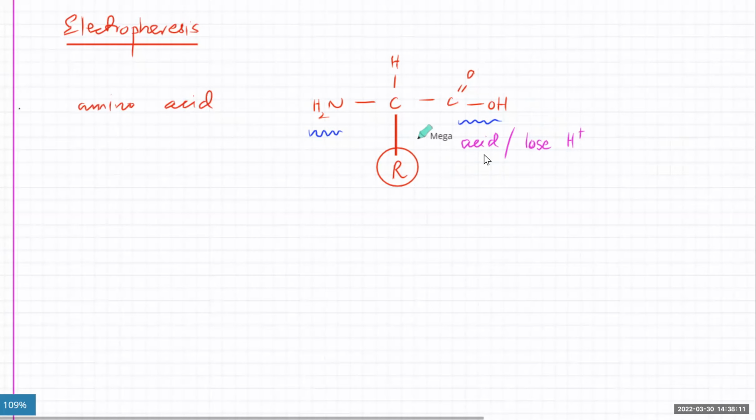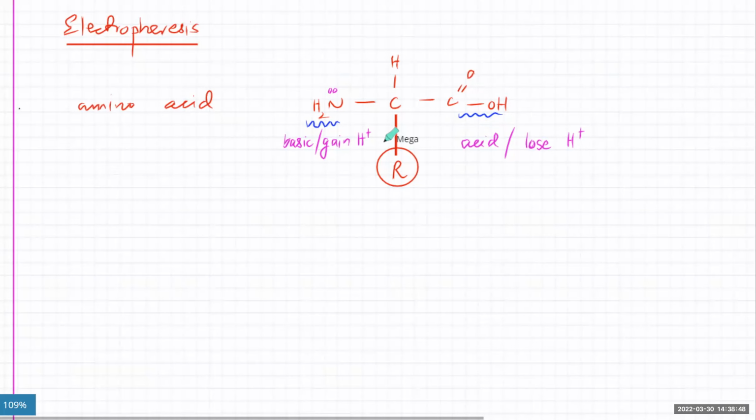And it's got a basic group. Why is it basic? Because it's got a lone pair, and the N lone pair is capable of accepting H+ ions. So that particular part is going to be basic, and it will be able to gain H+ ions. So that's one very unique property, that it can behave as an acid, it can behave as a base as well. So it can do both things.